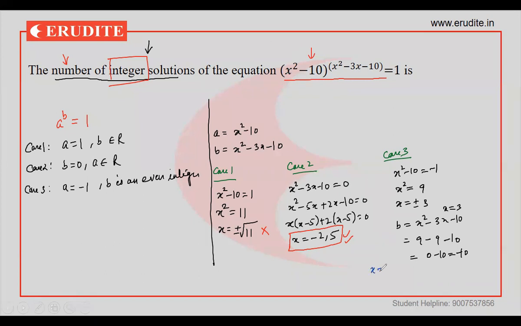Next one, I'm checking for x equal to minus 3. If I'm checking x equal to minus 3, the b value will be how much, guys? Minus 3 square is 9. Minus 3 into minus 3 is plus 9. Minus 10. So it's 18 minus 10, which is 8.